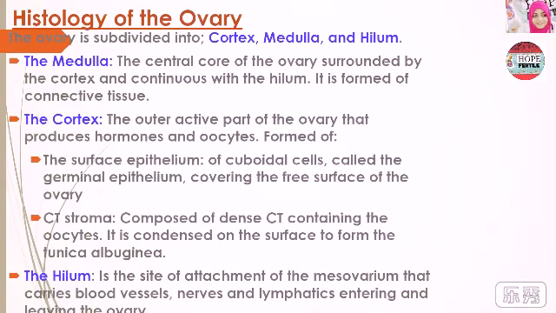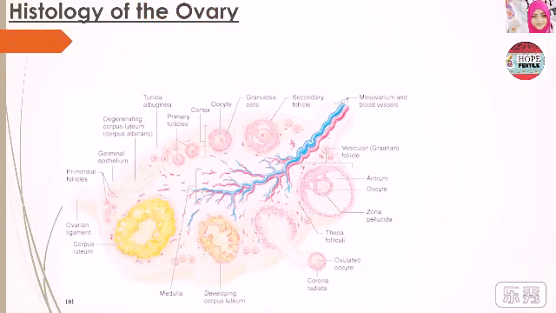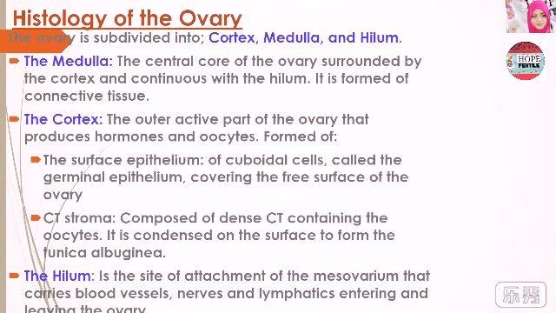So histology, if we see, it is subdivided into cortex, medulla, and hilum. So, see here, cortex, medulla, and hilum. The medulla is the central core of the ovary, surrounded by the cortex and continuous with the hilum. It is formed of connective tissue.